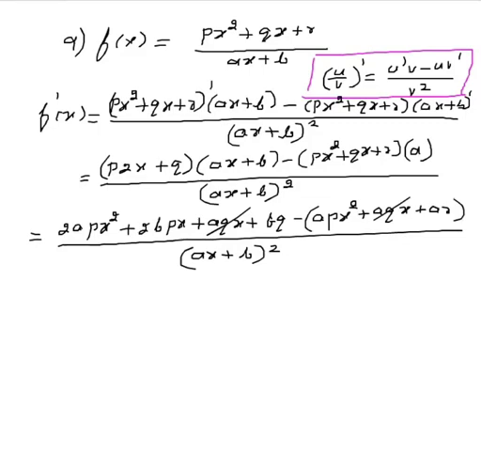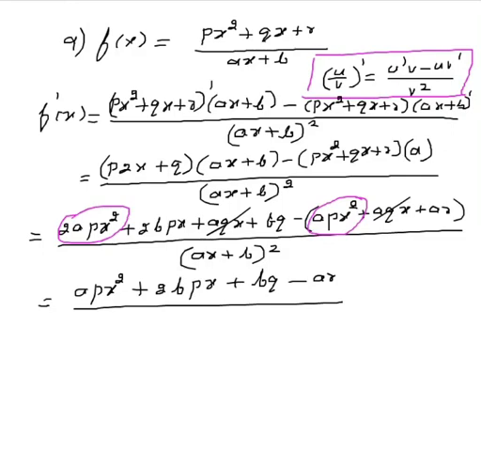aqx are getting cancelled and we have like terms. 2apx square and minus apx square will become apx square. Then x term 2bpx and then the constant terms bq minus ar divided by ax plus b the whole square. This is the answer.